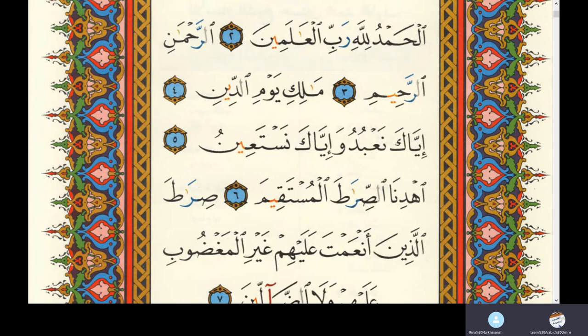Iyaka na'budu. Na'budu is worship. Na means we. We worship. Wa iyaka nasta'in, and only you we seek help. So we worship only you and we seek help only from you.